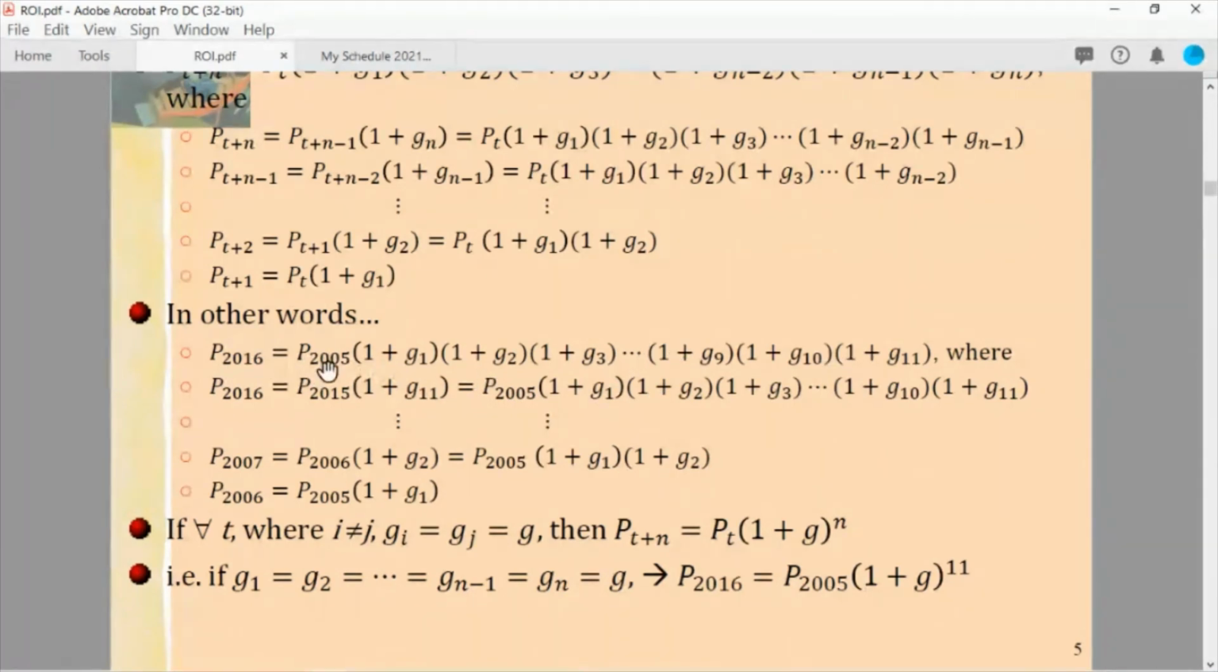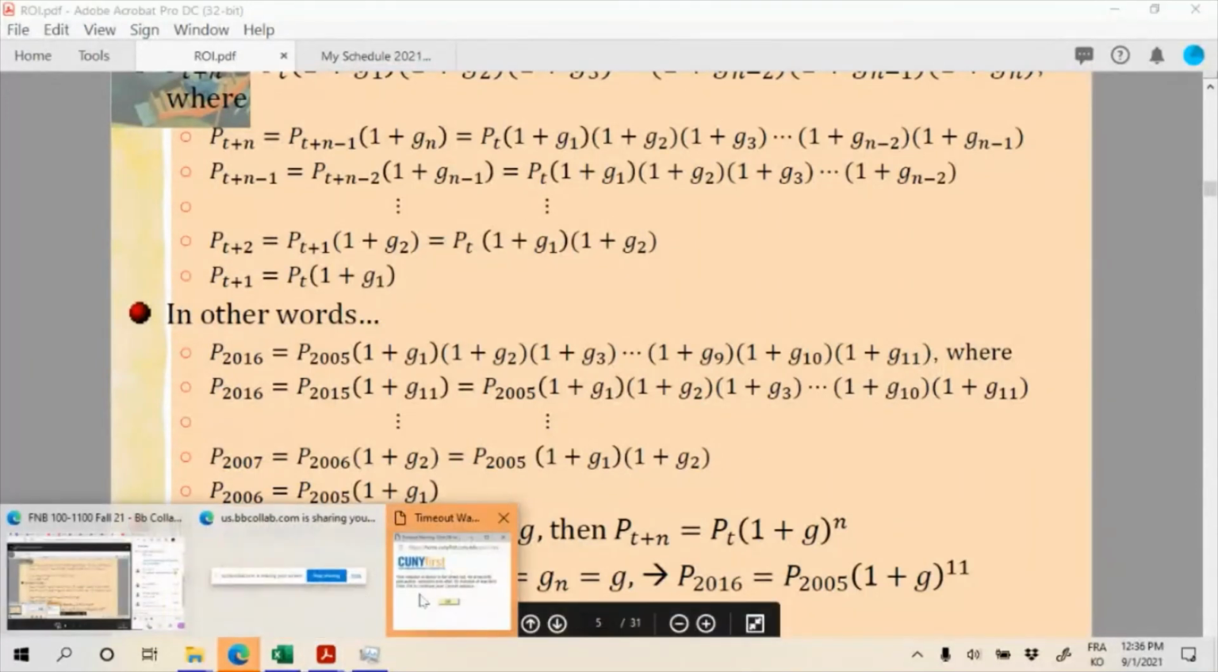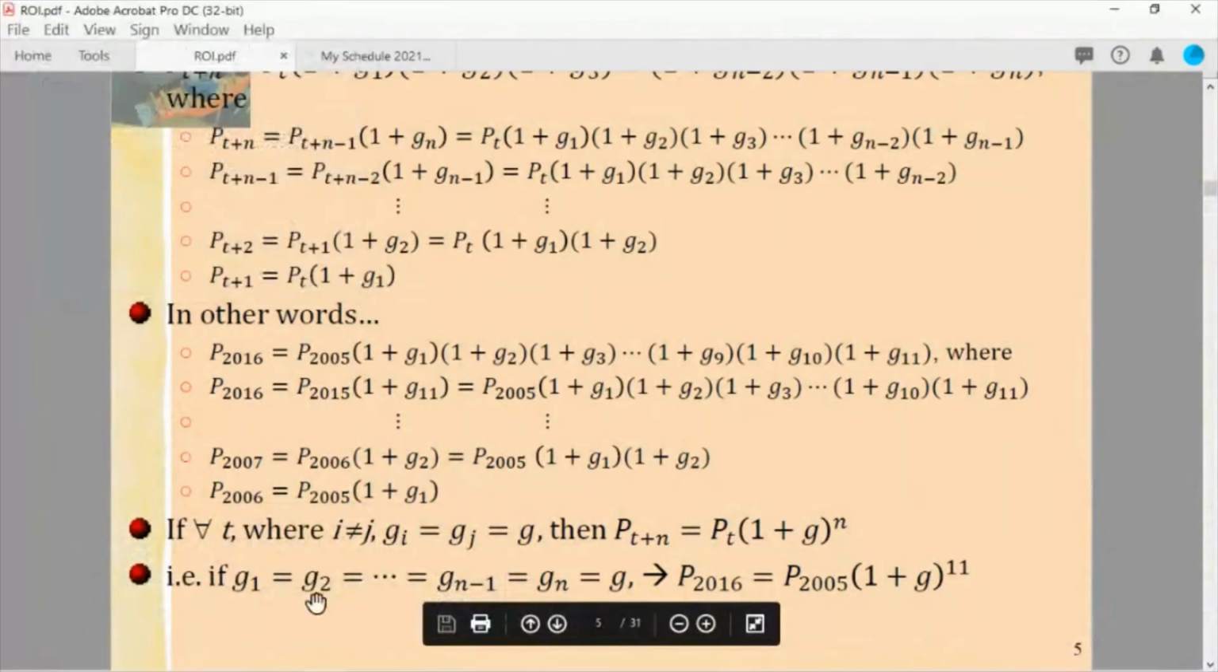Starting from the price of 2005, 1 plus G times 1 plus G times 1 plus G, where G is the average, right? Then the same 1 plus G, 11 times. That will get you to the same result as P 2016. It will get you to 2016.